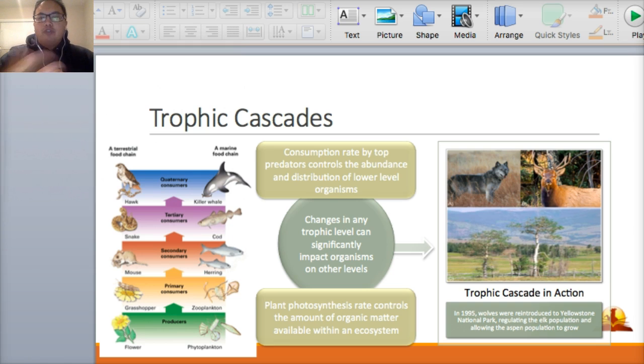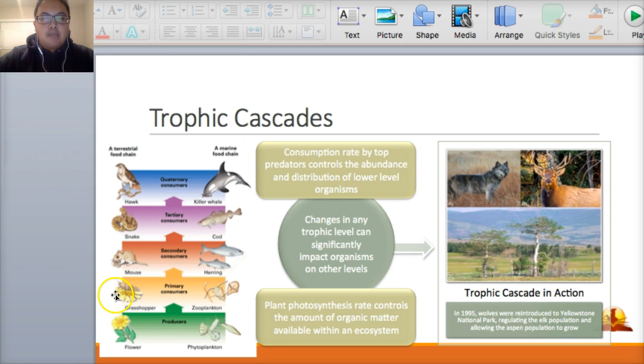Trophic cascades. Trophic is a fancy word for energy, so like energy levels. Okay, so you may have read, or you should have read, about how energy flows through an ecosystem. Energy flow is controlled by the rate at which energy enters the ecosystem. So you should know that all energy in an ecosystem generally comes from the sun. Okay, consumption rate by top predators controls the abundance and distribution of lower level organisms.